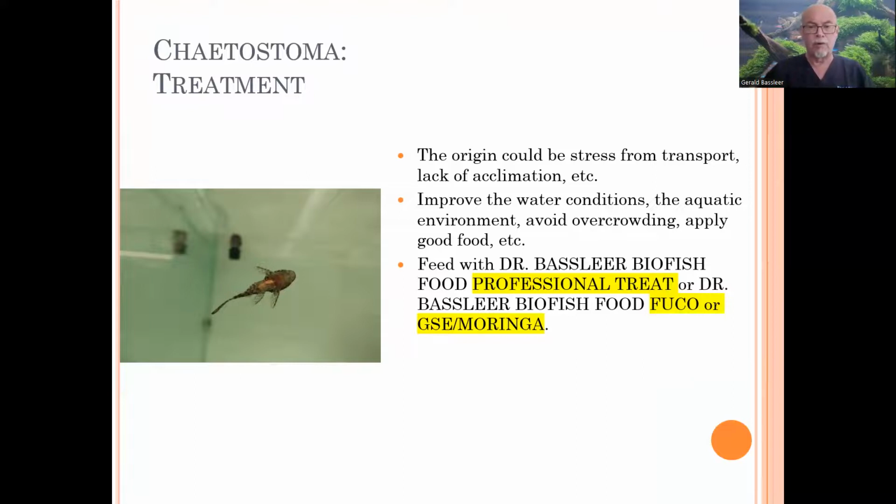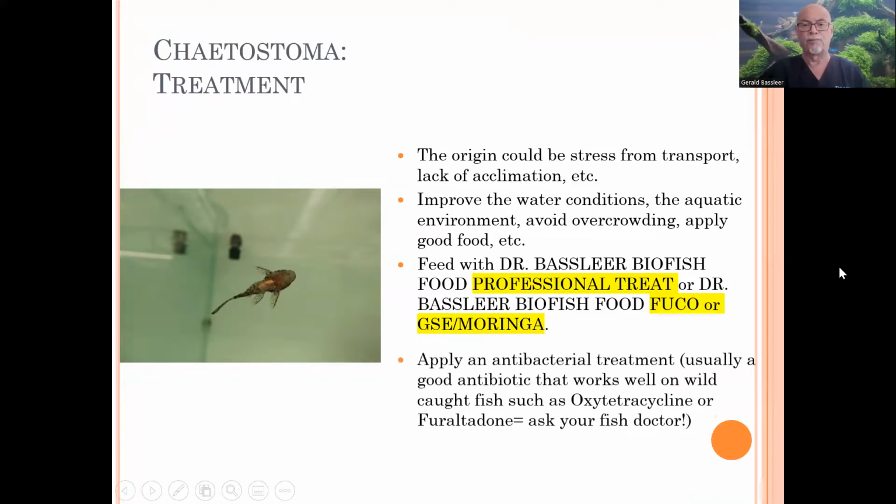We also have the fuco. We also have the grapefruit seed extract, moringa, all different feeds that can help in this condition. Why not one food? Well, because the impact can be different, the bacteria can be different, and we develop different kinds of foods. You have different opportunities to help your fish.